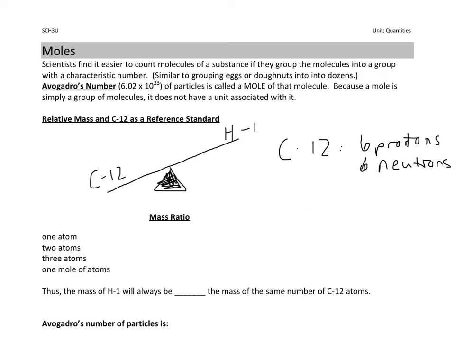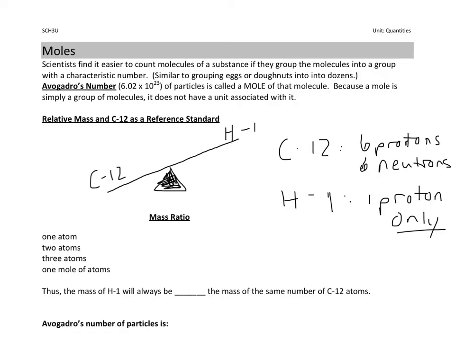Are we good so far? Sure. If we had hydrogen, or hydrogen-1, where does that 1 come from? 1 what? 1 proton. No neutrons. The most common isotope of hydrogen has 1 proton, no neutrons. You can have other isotopes with more, but the most common is that.